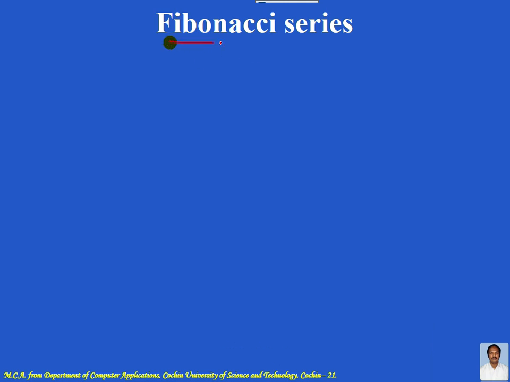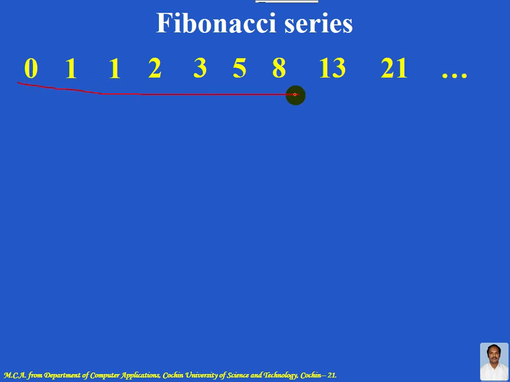The Fibonacci series. The series 0, 1, 0 plus 1 is 1, 1 plus 1 is 2, 2 plus 1 is 3, 3 plus 2 is 5, 5 plus 3 is 8, 8 plus 5 is 13, 13 plus 8 is 21, and so on. This series is known by the name Fibonacci series.